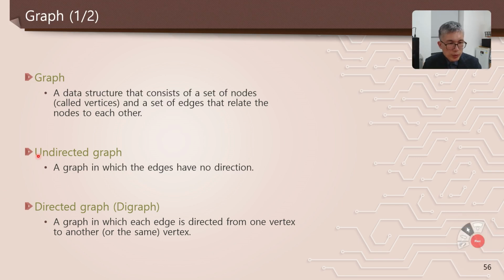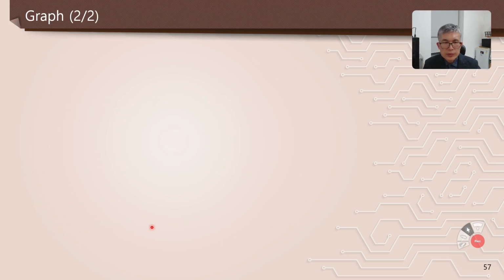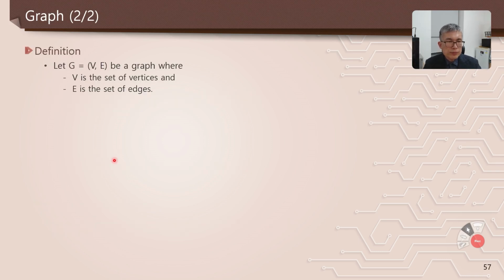So we have two kinds of graphs. First one is undirected graph. The second one is a directed graph. In the undirected graph case, the edges have no directions. On the other hand, in a directed graph, an edge has direction, from one vertex called the tail to another vertex called the head. Okay, tail and head. So, definition.